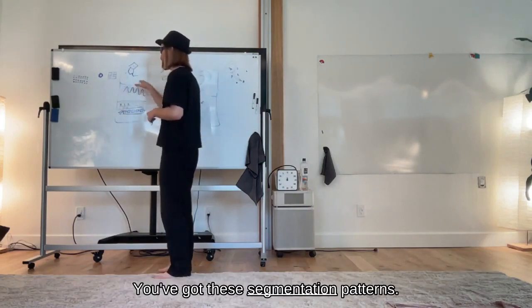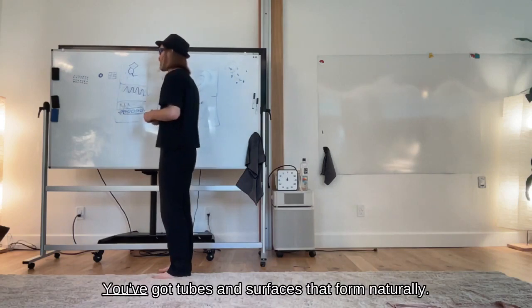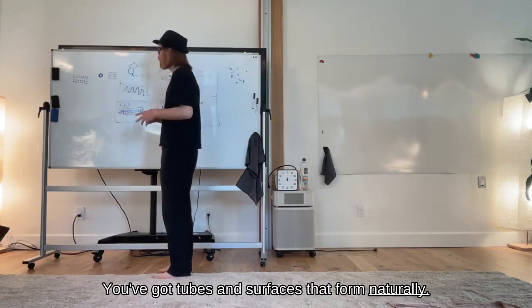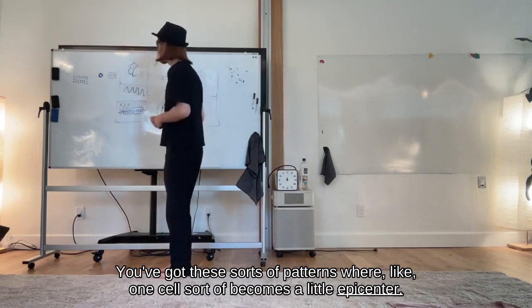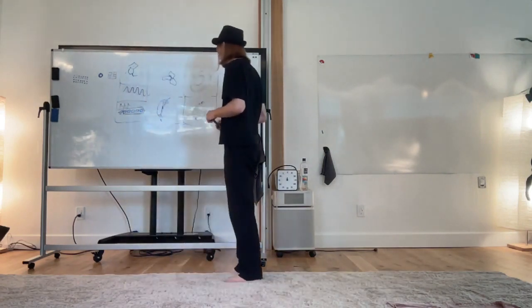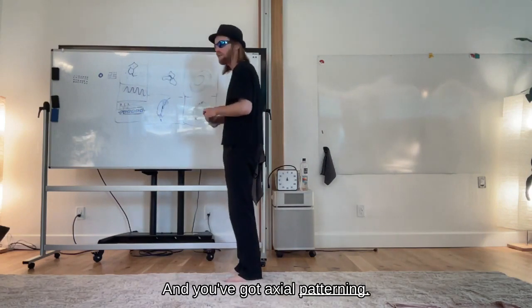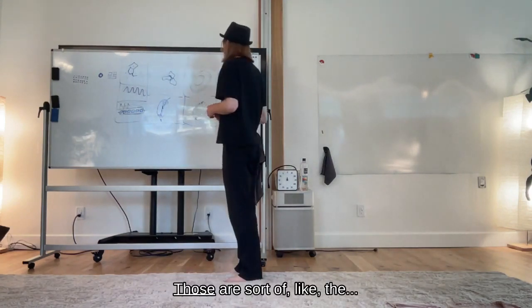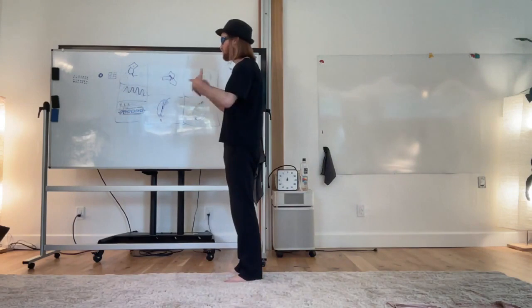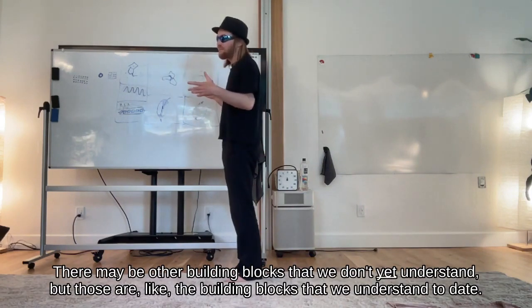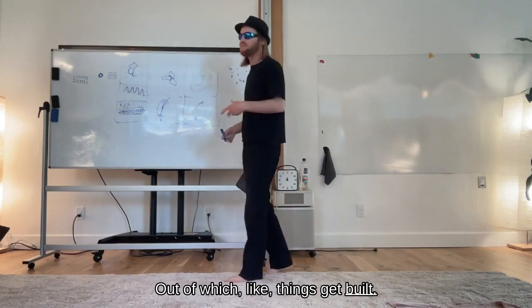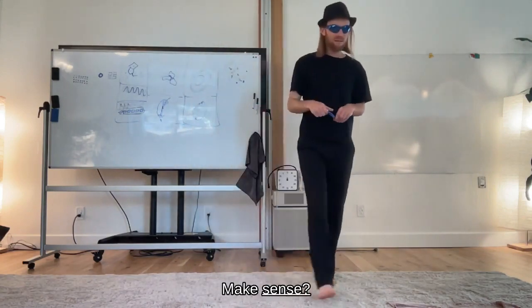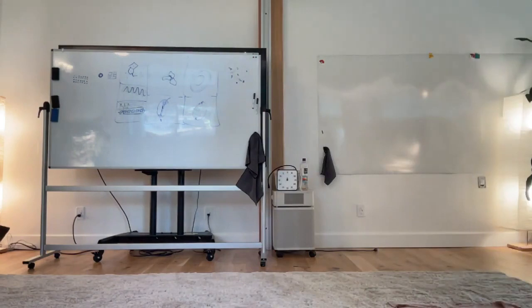You've got these segmentation patterns. You've got tubes and surfaces that form naturally. You've got patterns where one cell becomes a little epicenter. And you've got axial patterning. There may be other building blocks that we don't yet understand, but those are the building blocks we understand to date, out of which things get built. Make sense? Yeah. Cool.